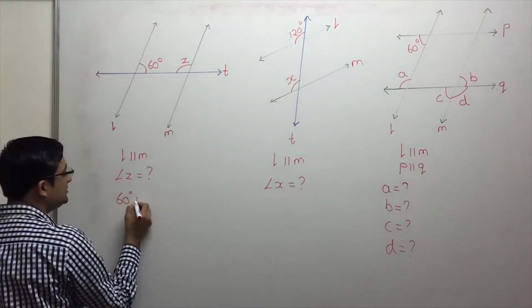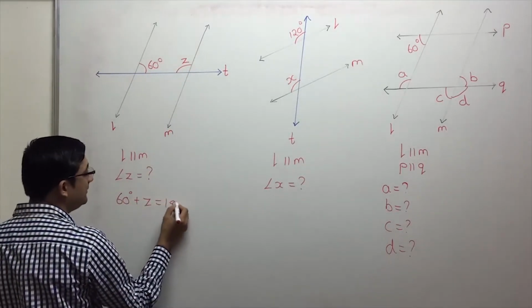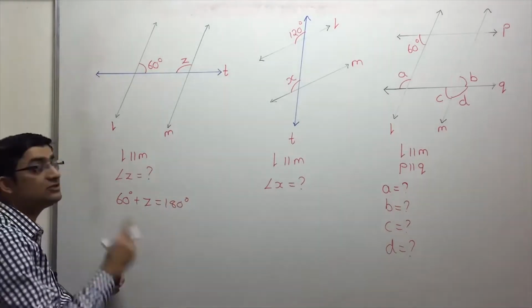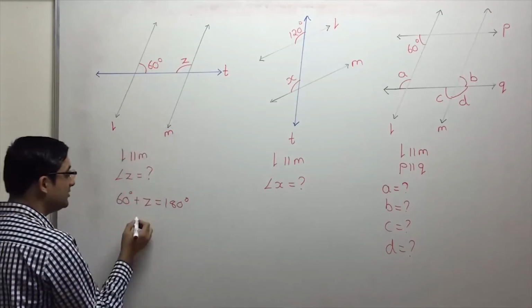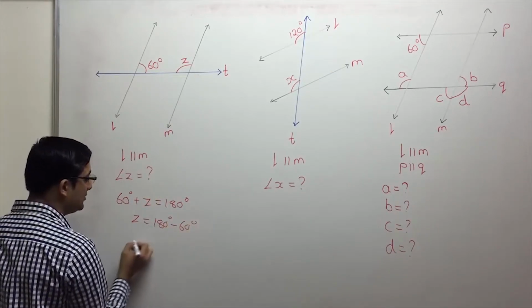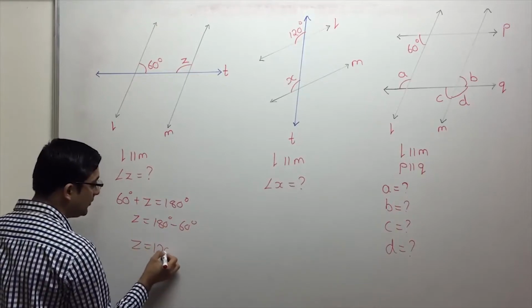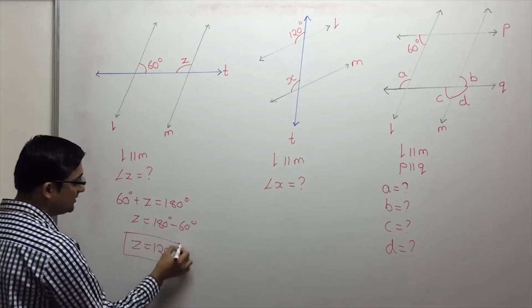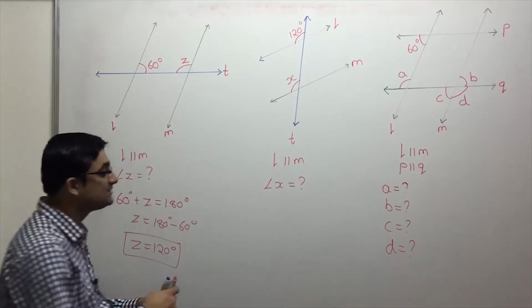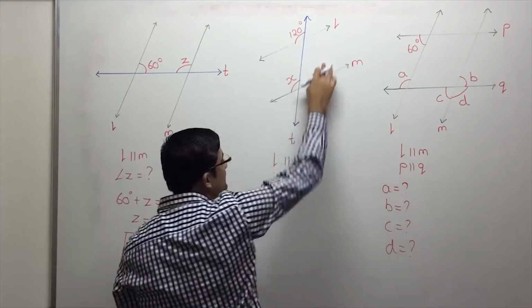So 60 degrees plus Z is 180. Why? Interior angles on the same side of the transversal are supplementary, only in the case of parallel lines. So what is Z? 180 minus 60. So Z is equal to 120 degrees. So this over here is the answer, right? So what is angle Z? 120 degrees.